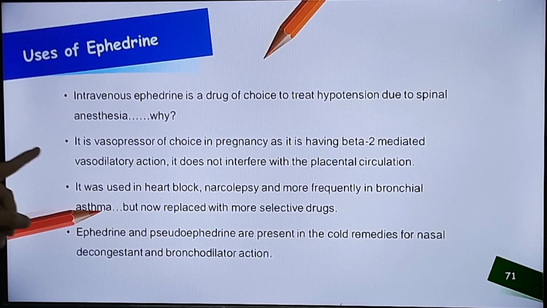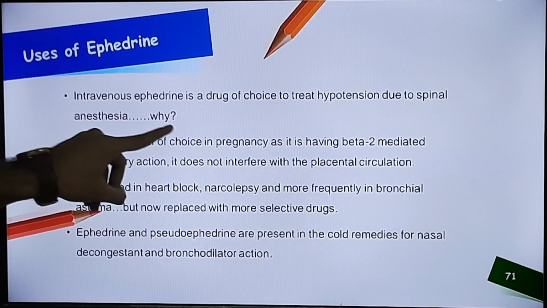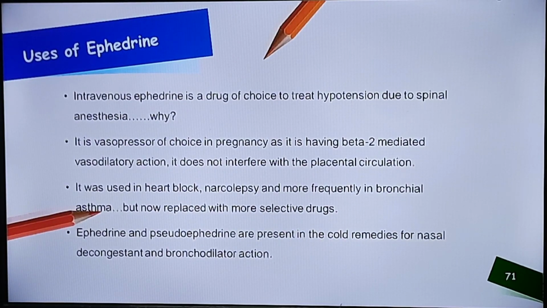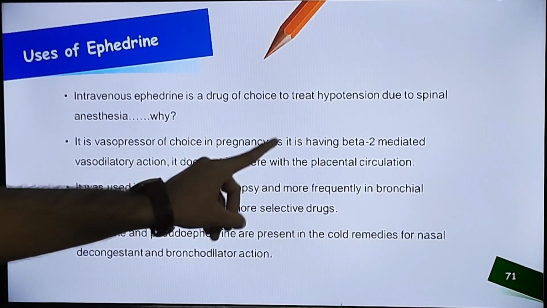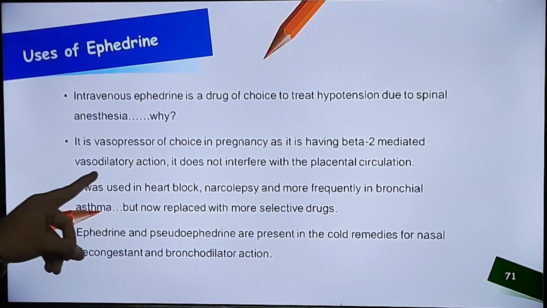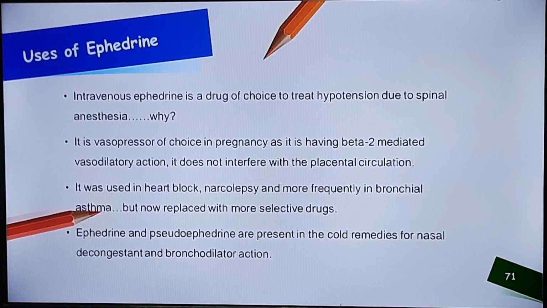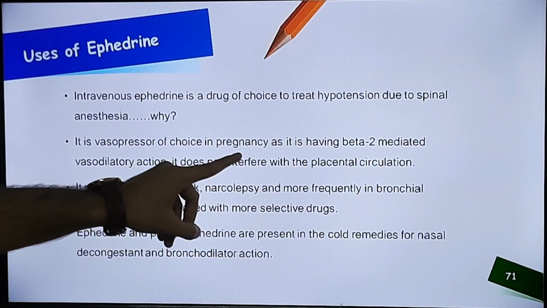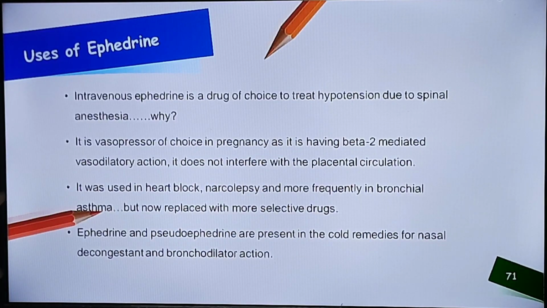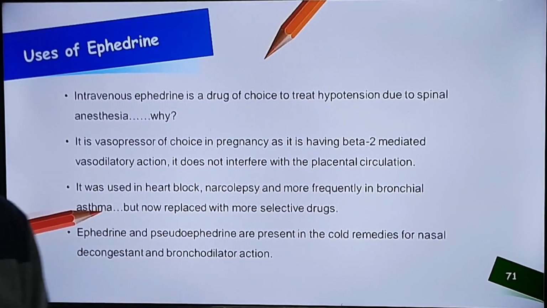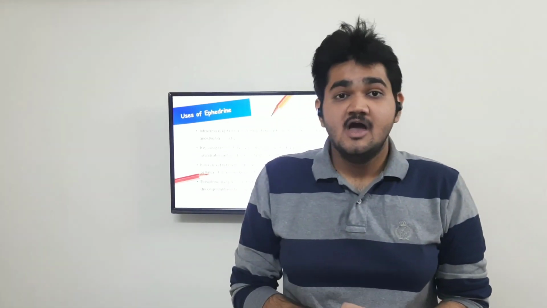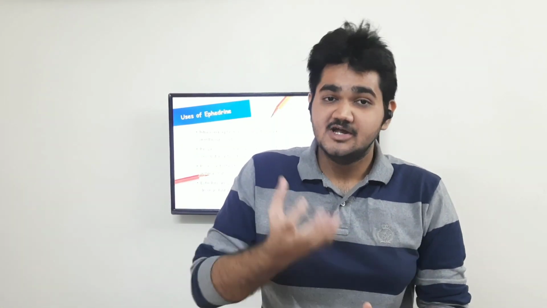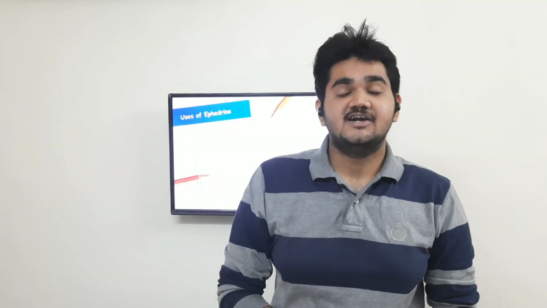It is a vasopressor of choice in pregnancy. Now why? Because it is having beta 2 mediated vasodilatory action and because of this particular action it is not interfering with the placental circulation. तो यहाँ पे वेजोप्रेसर का क्या मतलब होता है? वेजोप्रेसर उन ड्रग्स को बोलते हैं which can increase the blood pressure whenever the blood pressure is low. So ephedrine is a drug of choice.